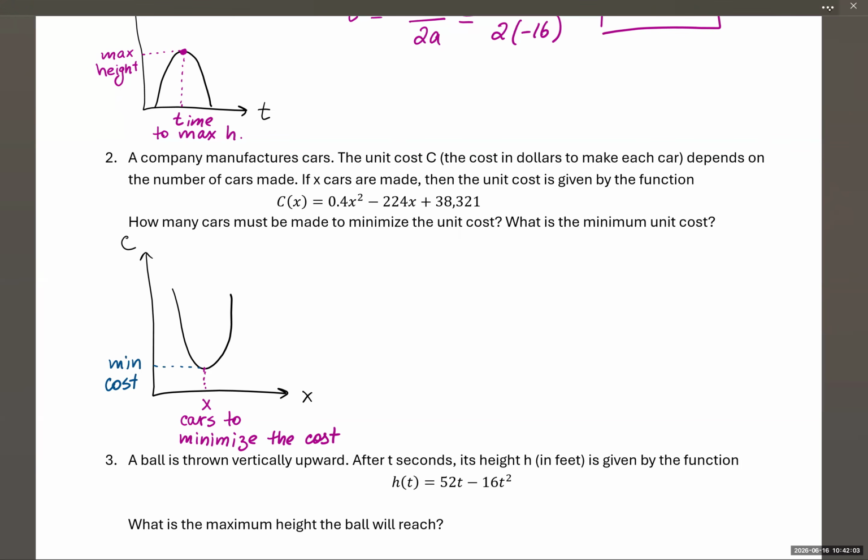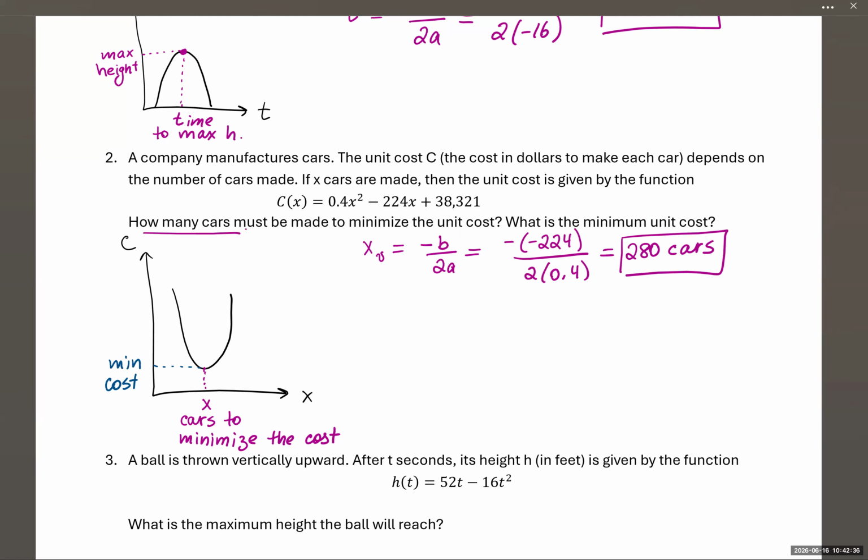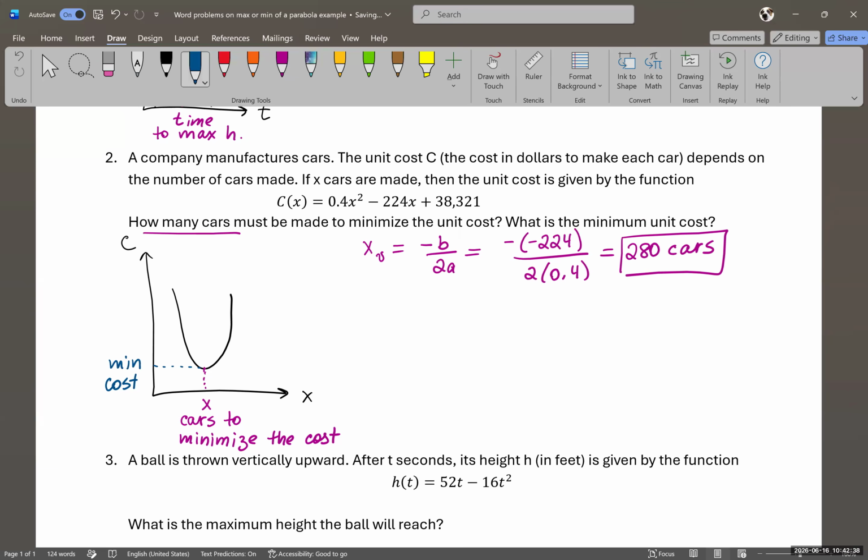So let's go ahead and actually calculate this. We do have to start with the x-coordinate. We can't find the y-coordinate until we find the x-coordinate. So the x-coordinate of the vertex, that is that formula minus b over 2a. So minus negative 224 divided by 2 times 0.4. And that will be 280 cars. This answers the first question. How many cars must be made to minimize the unit cost? So that is the answer to that question.